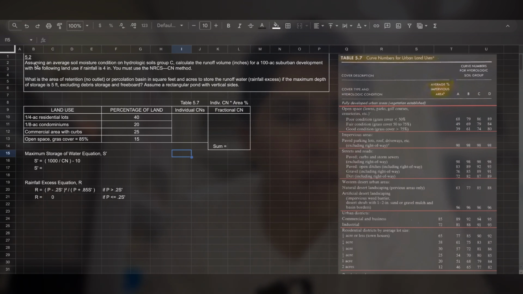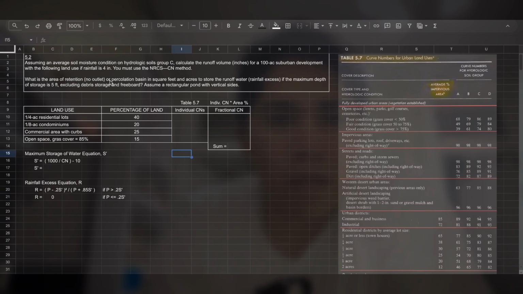5.2. Assuming an average soil moisture condition on hydrologic soils group C, calculate the runoff volume in inches for a 100-acre suburban development with the following land use if rainfall is 4 inches. You must use the NRCS curve number method. And then we're going to solve for this part here. It says what is the area of retention.